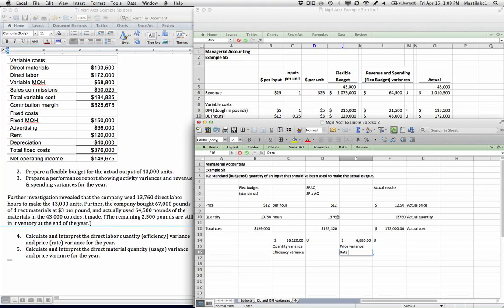In the context of direct labor, it's often called a rate variance, but it's really based on the price of the input. So these are our two variances for direct labor. The quantity or efficiency variance, 36,120 unfavorable, and the price or rate variance, 68.80. And together, these two things, if you put them together, you get the 43,000. You can see way down here, and that's the $43,000 difference between 129 and 172.